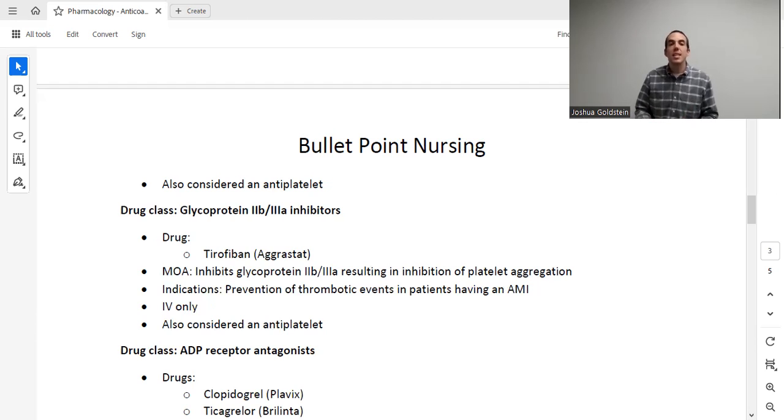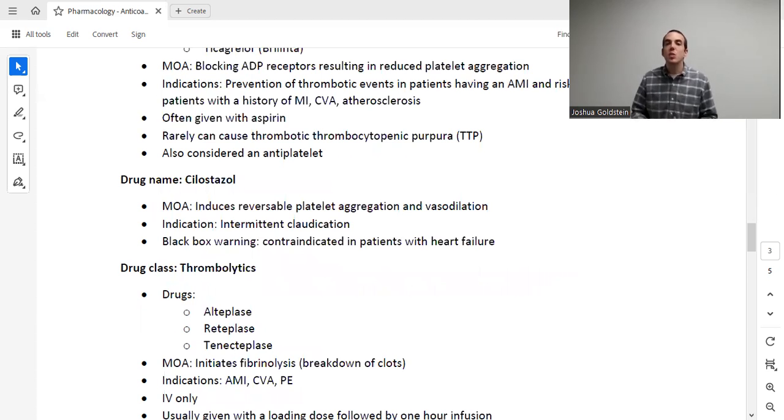Next, we have the drug class of ADP receptor antagonists, and this is also another antiplatelet. The drugs here are clopidogrel, ticagrelor, and some others. You're probably familiar with the brand names here, which are Plavix and Brilinta. These medications work, once again, by the way the drug class sounds, blocking ADP receptors, which causes a reduction in platelet aggregation.